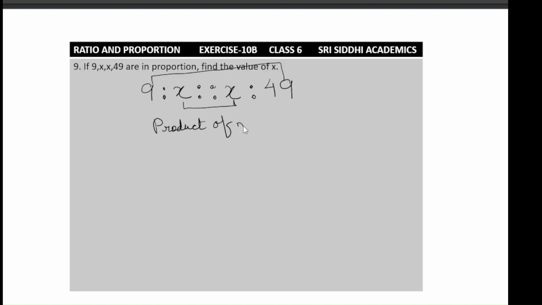Product of means equal to product of extremes. So what is the product of means here? X into x. X into x is how much? If you're not clear with algebra, then solving questions from any other chapter henceforward will be difficult.